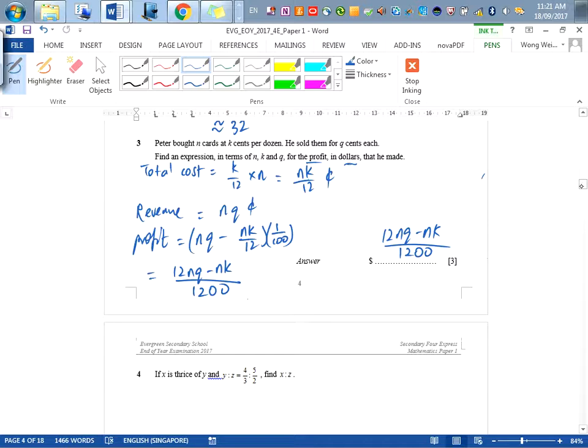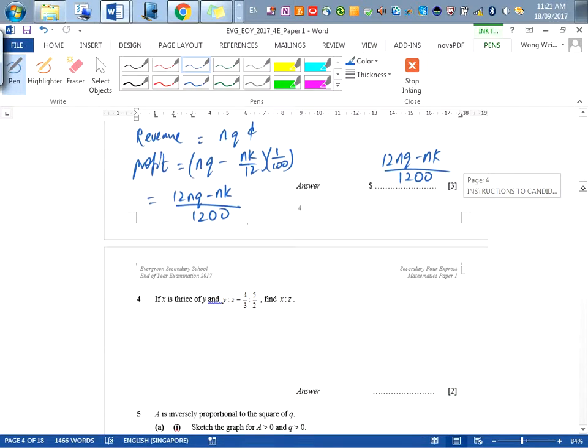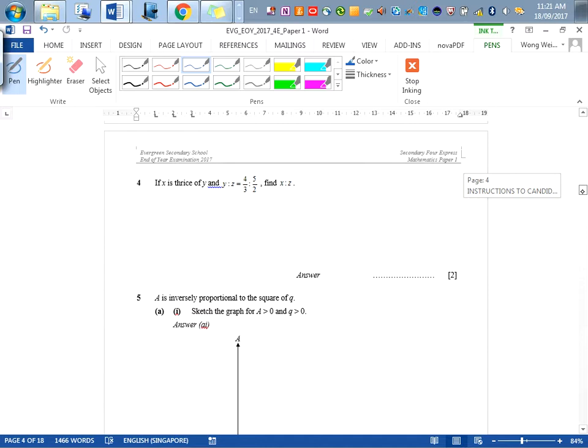Okay, next. A is inversely proportional to the square of Q. Hold on, not yet. X is thrice of Y. So X to Y will be 3Y to Y, right? X is 3 times of Y. Make sense for this step so far? And what else did they say? So this 3 is to 1. Y to Z is 4 over 3 to 5 over 2.